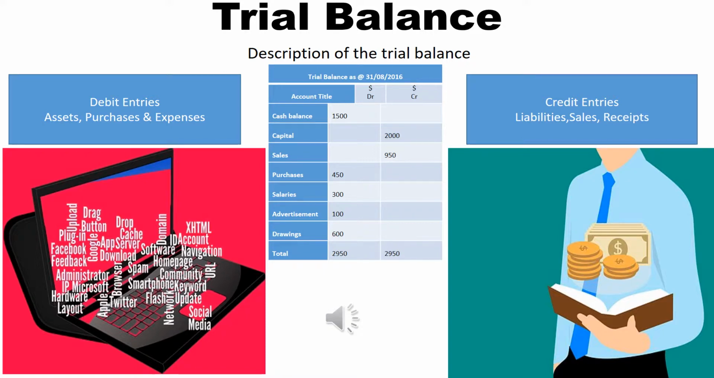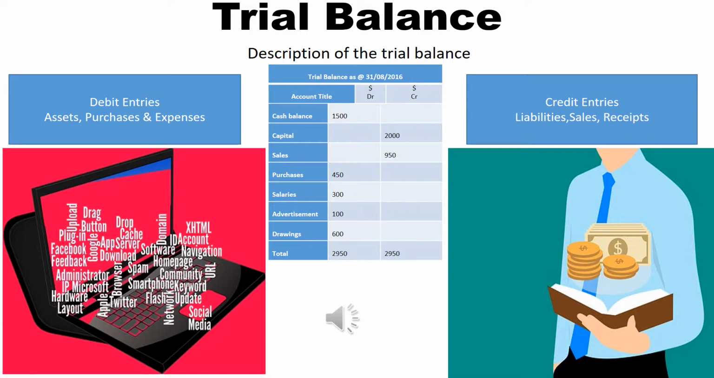In the double entry system, we enter every entry on the debit side of an account. There will be an entry for the same amount on the credit side of another account. So there is no reason for not balancing. Therefore, when we balance the debit side and the credit side of the individual ledger accounts, if the totals are not the same, errors must have been made in the bookkeeping.